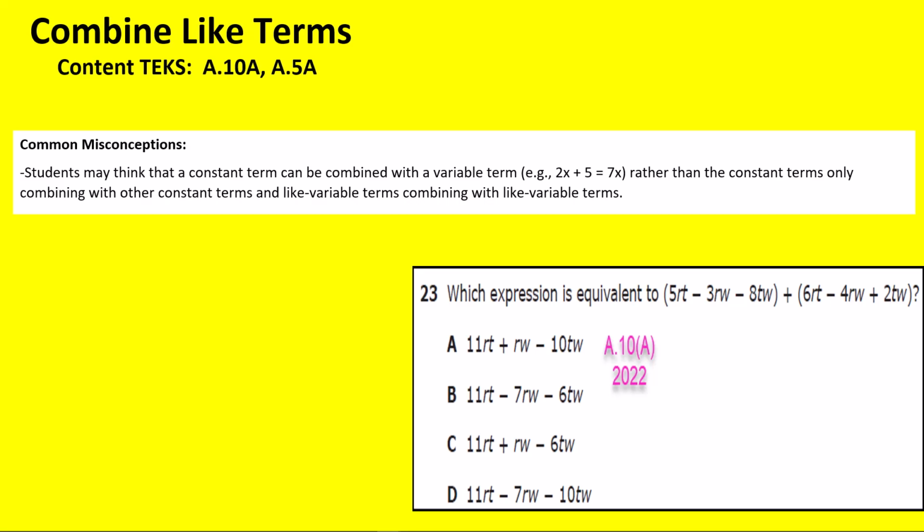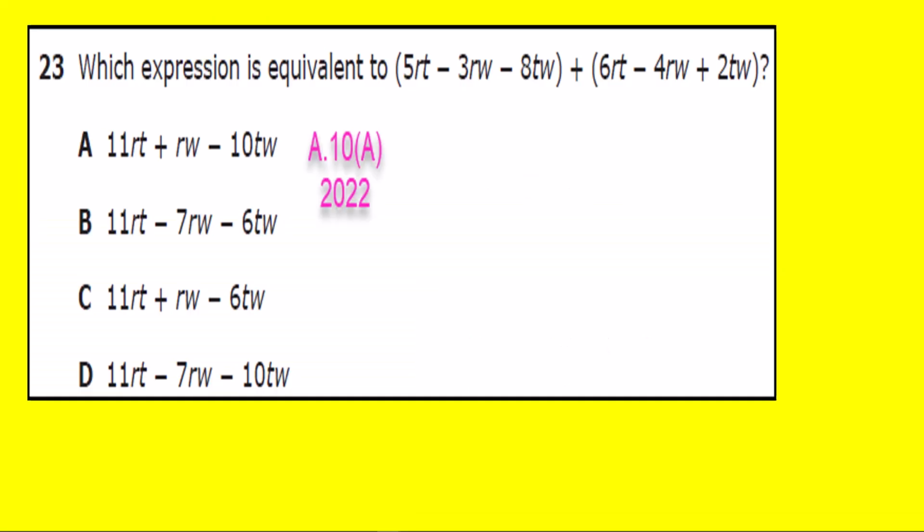Let's take a look. The question says which expression is equivalent to 5rt minus 3rw minus 8tw, the first group in parentheses, plus, and in parentheses, 6rt minus 4rw plus 2tw. Well, the first step is to recognize that the plus sign in the middle simply adds that next group of terms. And so when it is a plus sign, we can simply take away all of the parentheses, ending up with the expression 5rt minus 3rw minus 8tw plus 6rt minus 4rw plus 2tw.